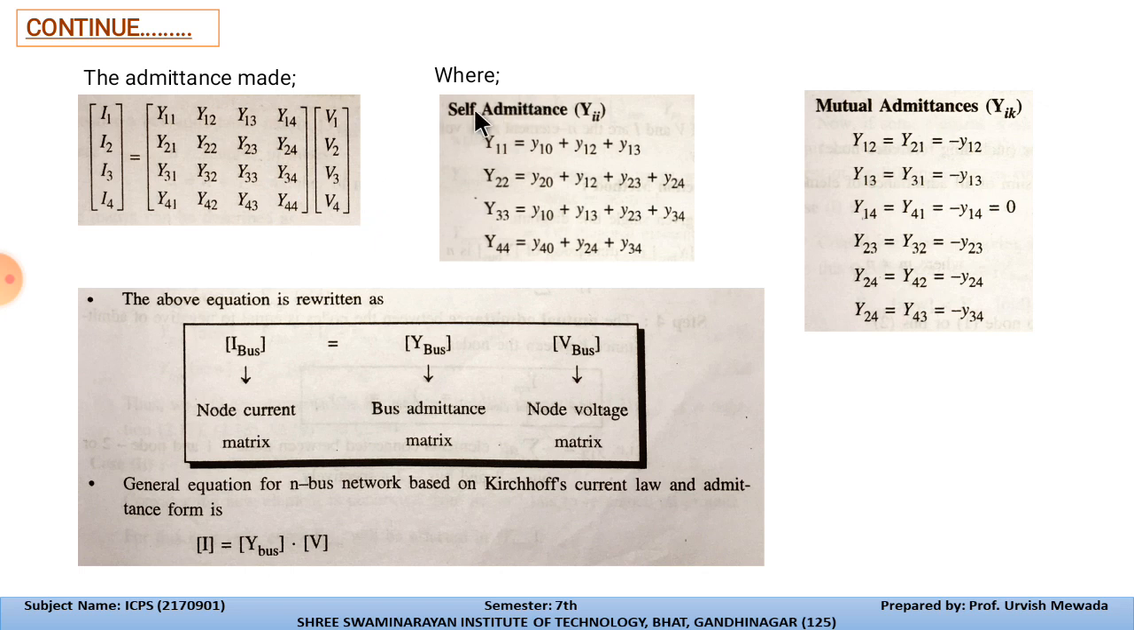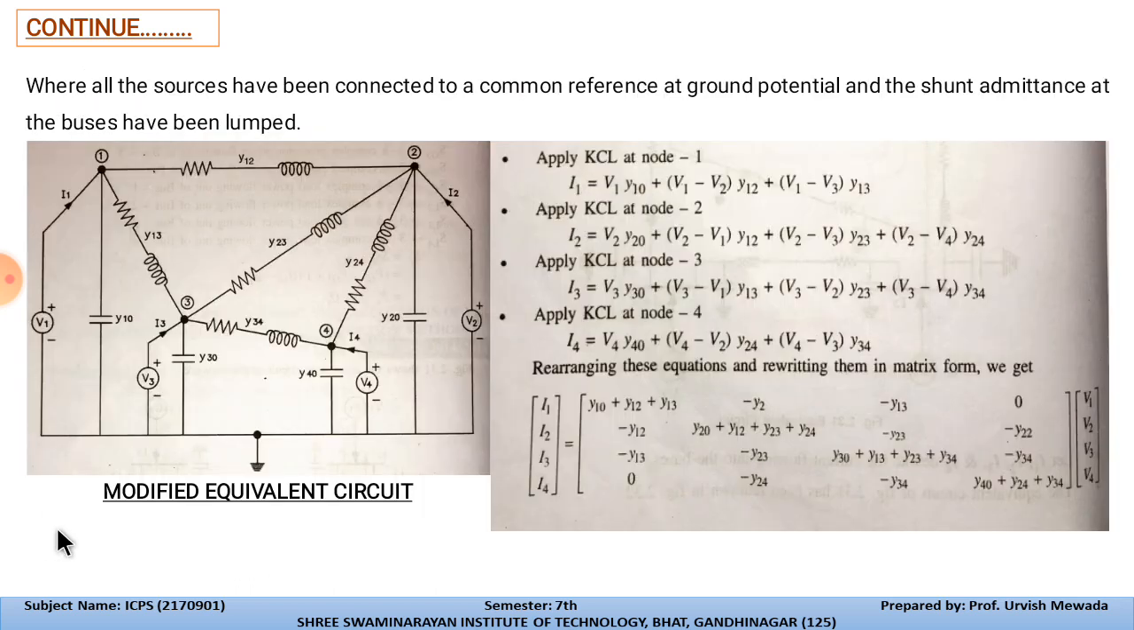Where the self admittance is yii, if we want to find y11, y22, y33, and y44, we have the formula from the previous diagonal matrix. So this is the diagonal matrix, and from that we have written the formula. Suppose y11, so y11 is equal to y10 plus y12 plus y13. Similarly y44 is y40 plus y24 plus y34. So these are the formulas.